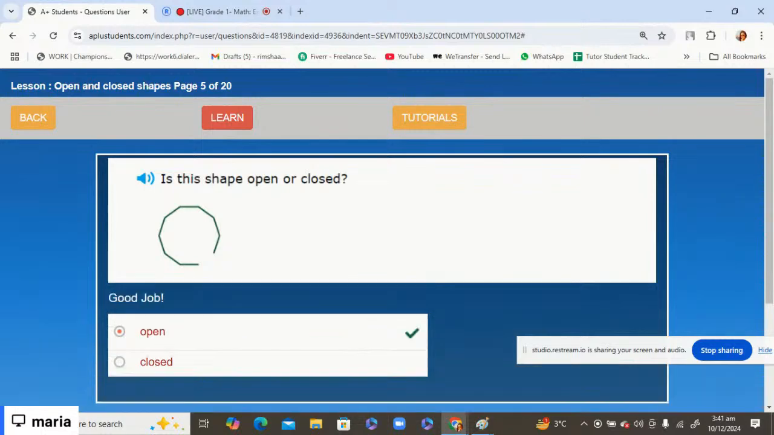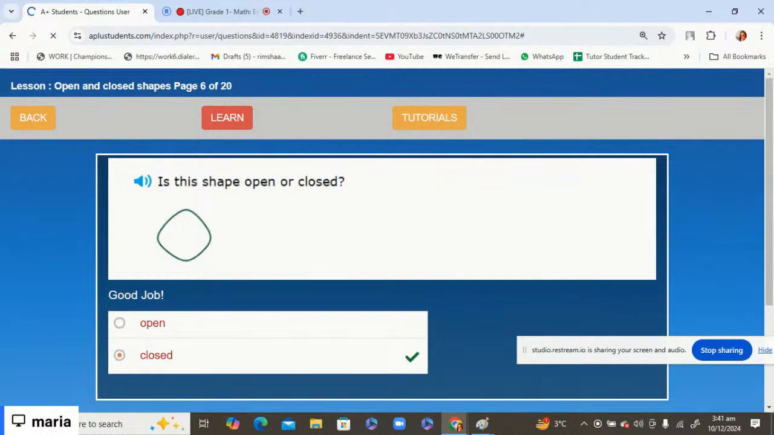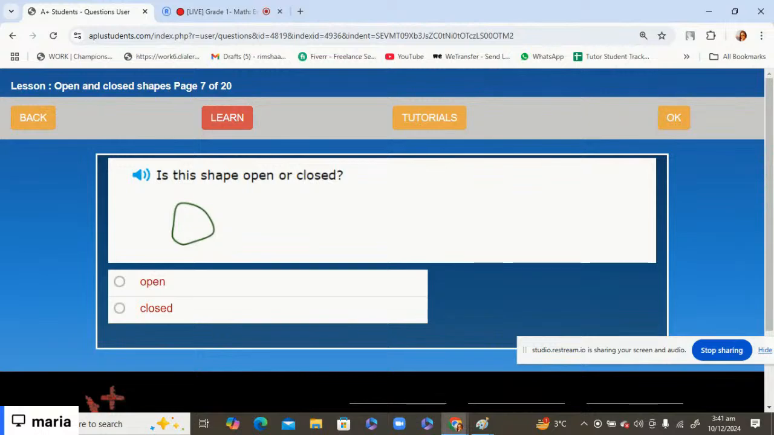Check. Our answer is right. Is this shape open or closed? Check it out. The starting and the ending point is the same, so we can say that it's a closed shape. All right. This is again open or closed. Now you guys tell me in the chat. Everyone tell me in the chat if it's an open or closed shape. Look here. Their starting and ending point is the same. This is not different. So we can say that it's a closed shape.